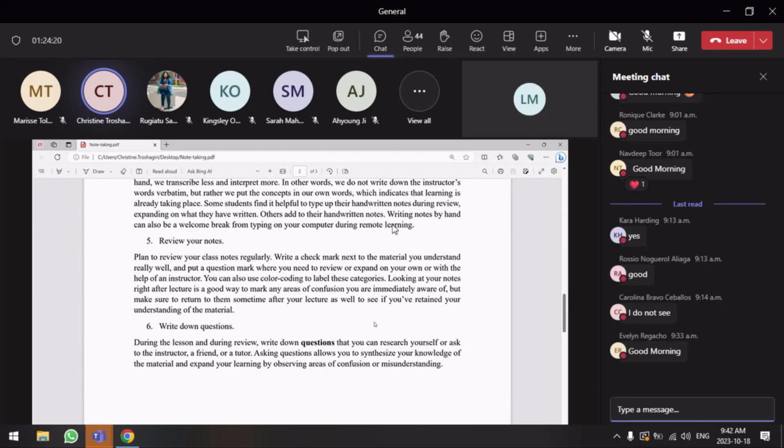So those are tactics and strategies which might help you. It might be a good idea, before starting college or university, to pass by Staples or any other bookstore or library to grab some color coding and some sticky notes, in order for you to write down your notes so that you can refer back to them whenever needed. Looking at your notes right after lecture is a good way to mark any areas of confusion you are immediately aware of, but make sure to return to them sometime after your lecture as well to see if you have retained your understanding of the material.